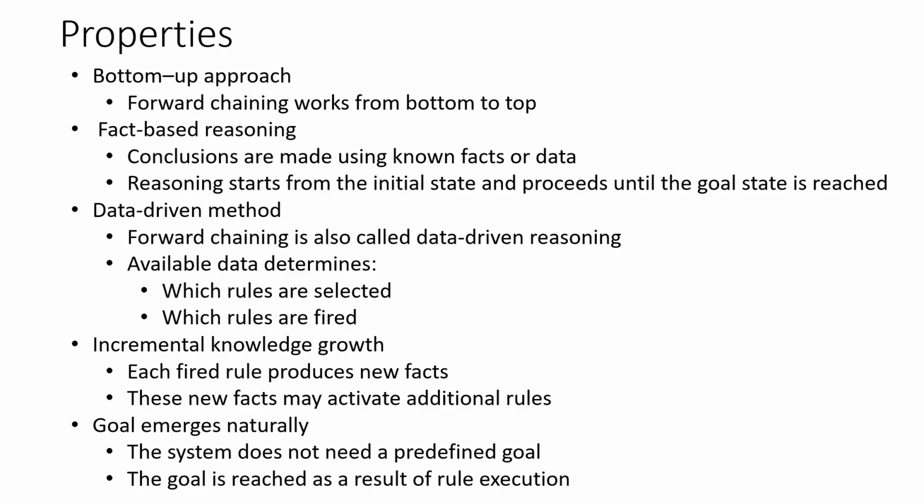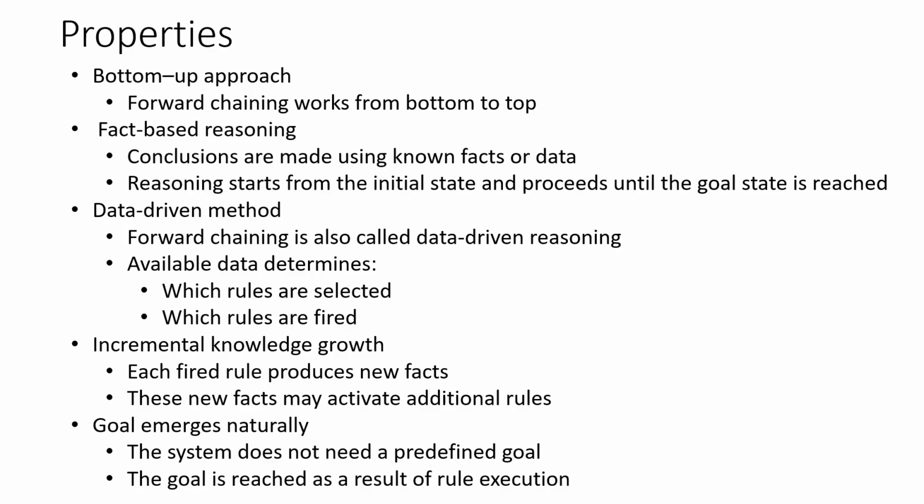So the third point is data driven method. So here in forward chaining, data controls the reasoning. That means the available facts decide which rules are checked and which rules are fired. So if there is no data, there is no rule firing.